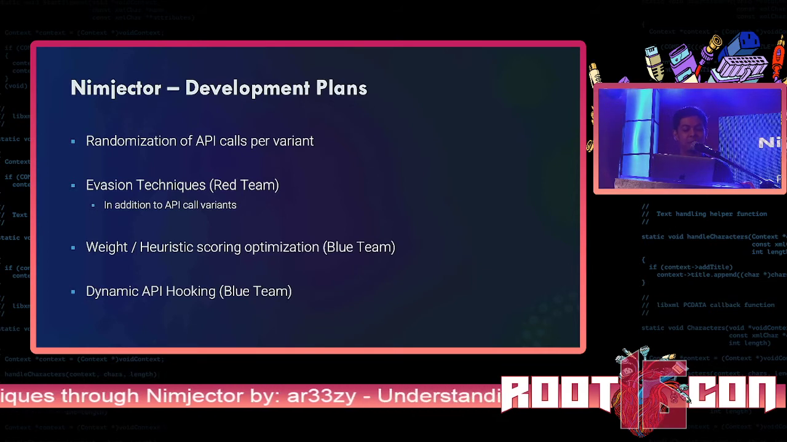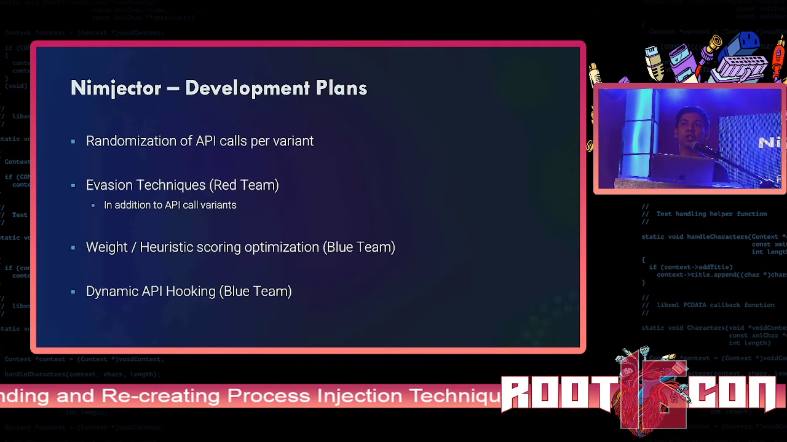So next is the weight or heuristic scoring for optimization. As I've mentioned, there are weights for each API call in the technique, and they're not that inaccurate, but for me, the scoring is still not optimized, so might as well optimize it.